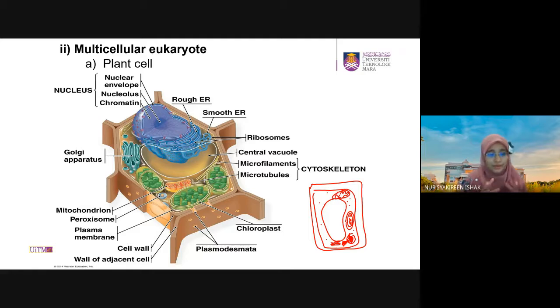Okay, they both function to produce protein, but for bound ribosome, because they are attached to rough ER, the function is to produce protein to be secreted out. Free ribosome is to produce protein to be used within the cell. Okay, one of the examples of protein that is used within the cell, you can have here the microfilaments and also microtubules. Okay, so these are the structures that are made up of protein.